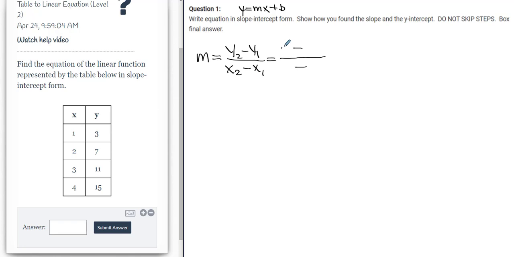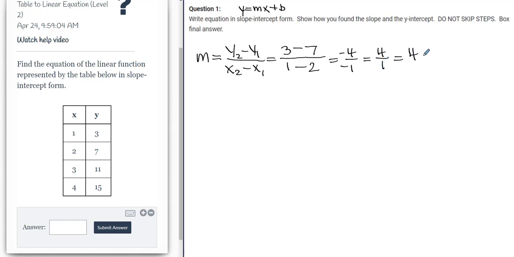3 goes on top because it's y, and the x value that goes with that y is 1, so 3 over 1. So I'm going to take this as my next point. Again, I have many choices, but I think 7 and 2 is easier to deal with. So I'm going to put 7 over 2. 3 minus 7 is negative 4, and 1 minus 2 is negative 1. A negative divided by a negative is a positive, so 4 over 1, and then that simplifies to 4.